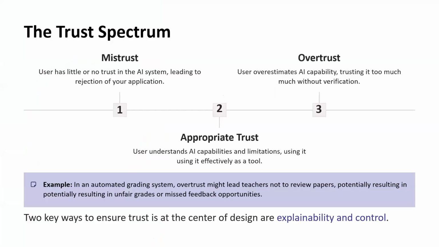So the trust spectrum. So you could have mistrust, which is where the user has little or no trust in your system. That every other day there's a downtime, every other day something's wrong, it's too slow. Then you could have appropriate trust, which is usually a fine balance where the user understands the AI's capability and limitation, using it as an effective tool. And then you have over trust, where the user overestimates the AI capabilities, trusting it too much without verification.